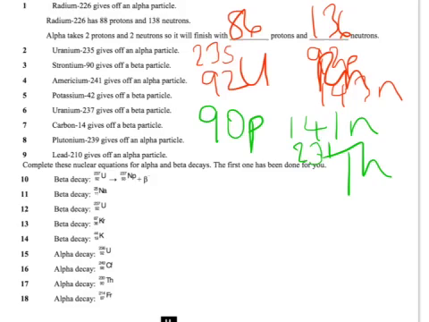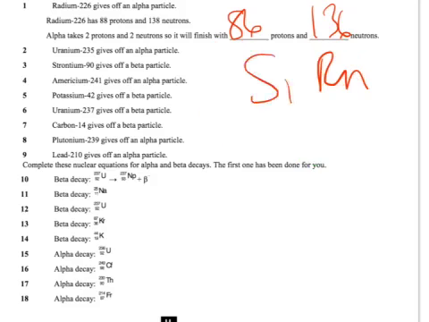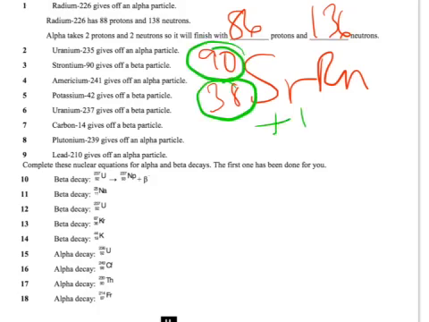Okay, next up we'll have a look at the next one, which is a beta particle. So we've got strontium-90. Now strontium has got an atomic number of 38. Now when we fire off a beta particle, the mass number stays the same. So this will stay the same. This will go up by 1.